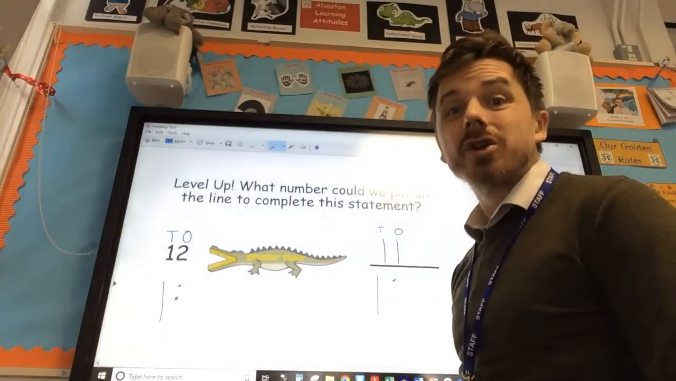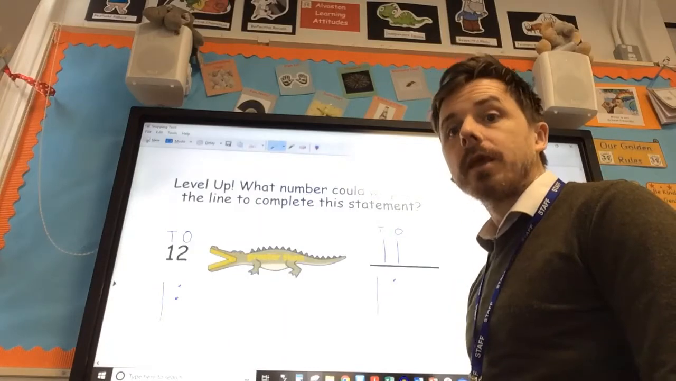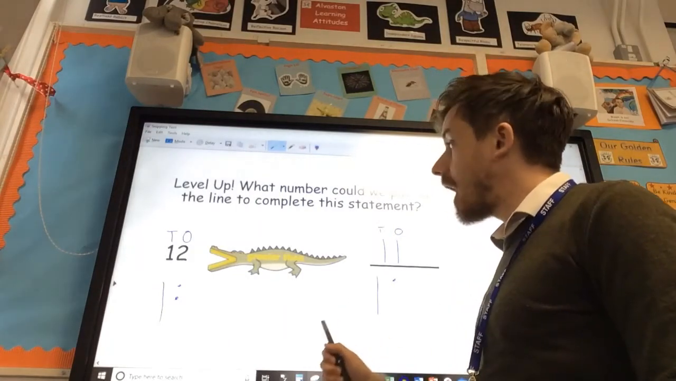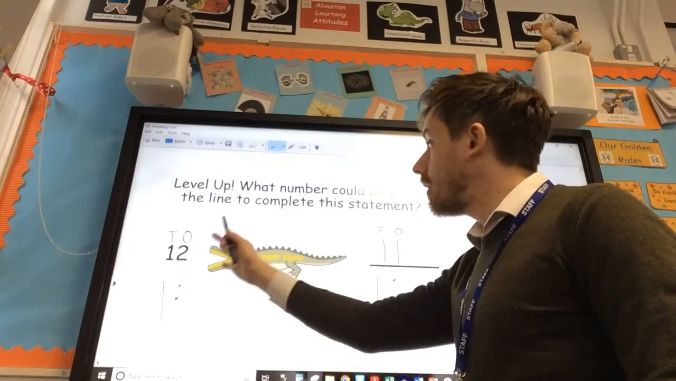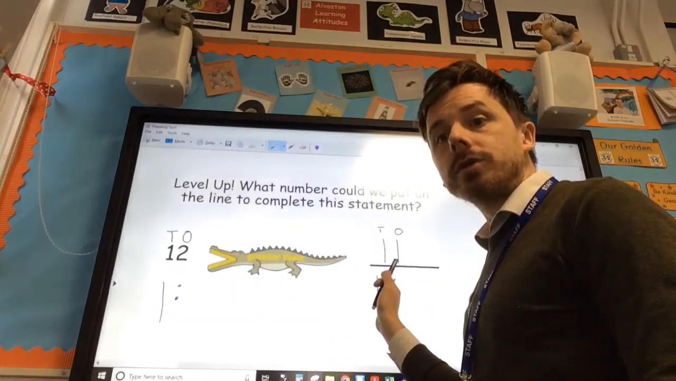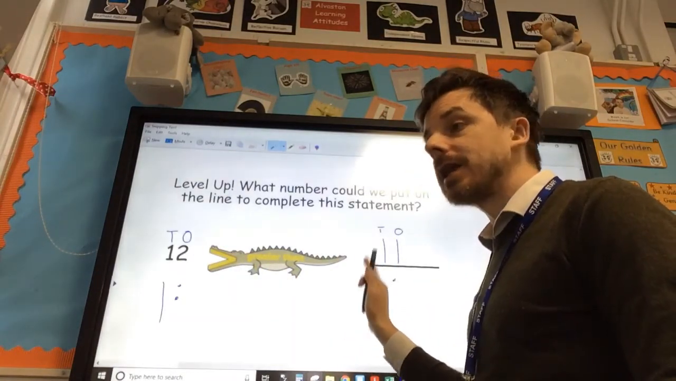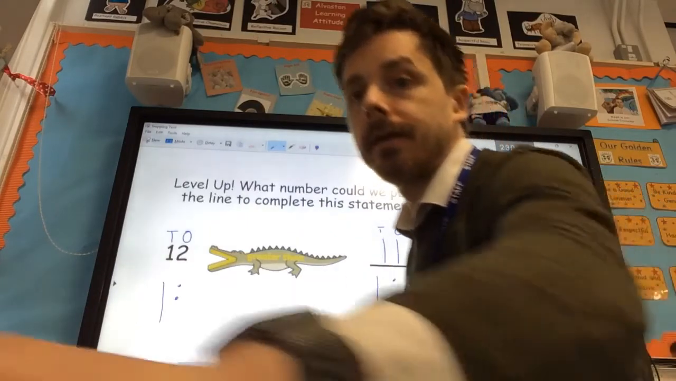But like you say, you could do this with lots of different numbers, couldn't you? So this is the challenge now, having a go at completing statements like this, given one part, and then using your mathematical understanding to see if you can complete it.